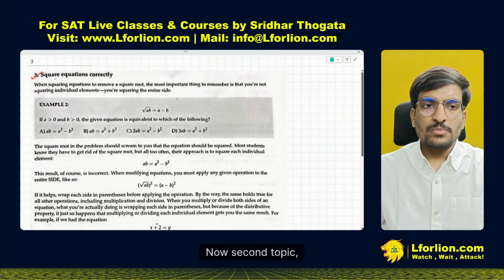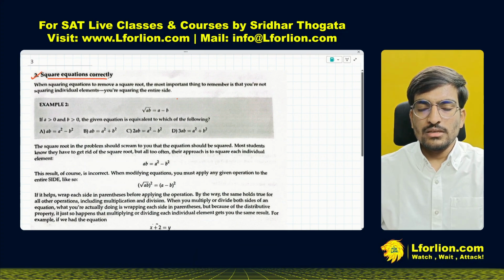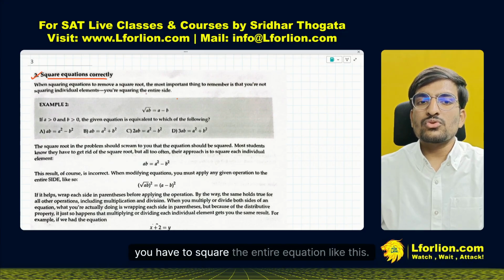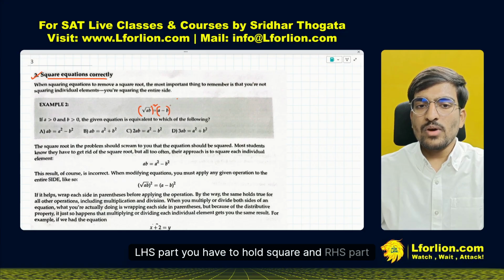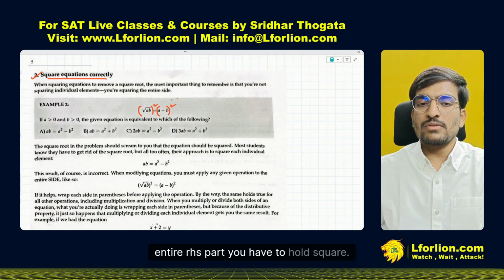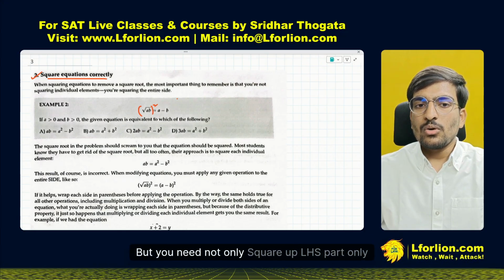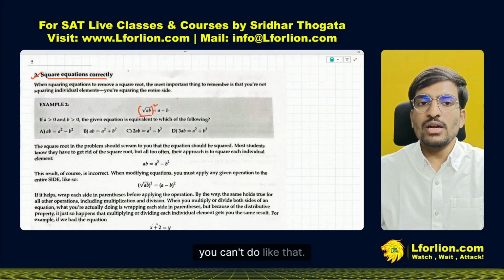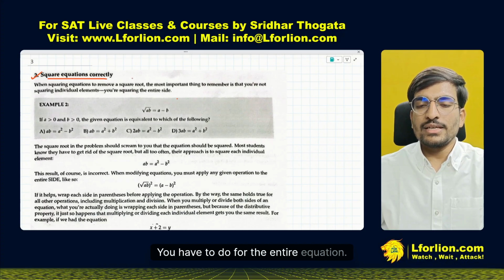Now second topic, square equations correctly. Whenever you square, you have to square the entire equation. Like this LHS part you have to whole square, and the RHS part, the entire part, you have to whole square. You cannot square only the individual elements of the LHS. No, you can't do it like that. You have to do it for the entire equation.